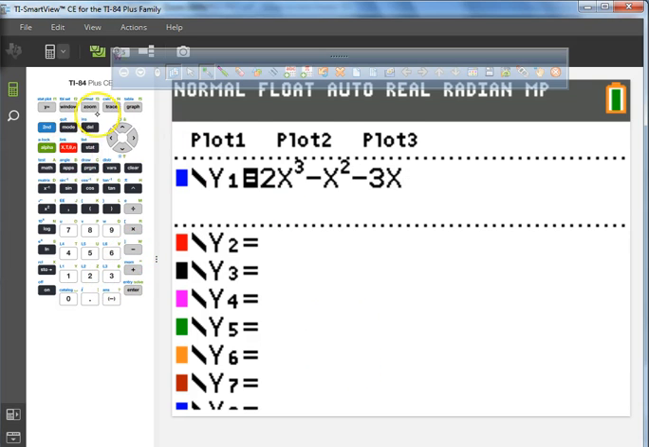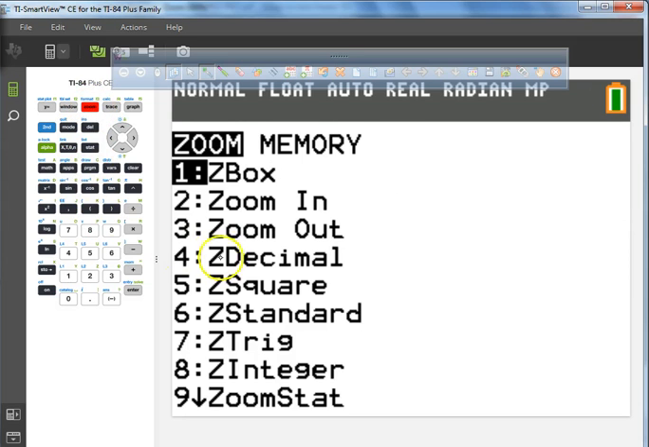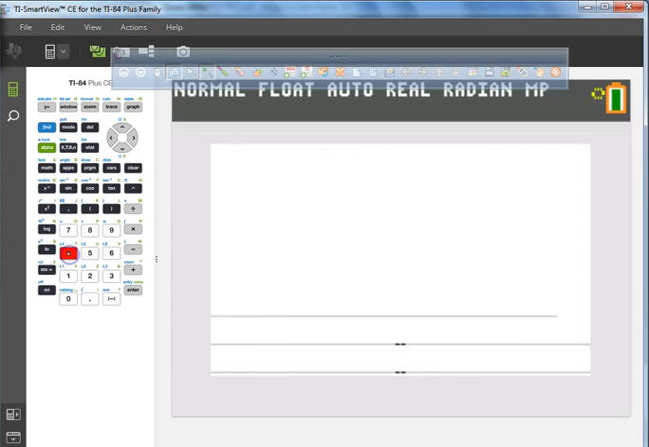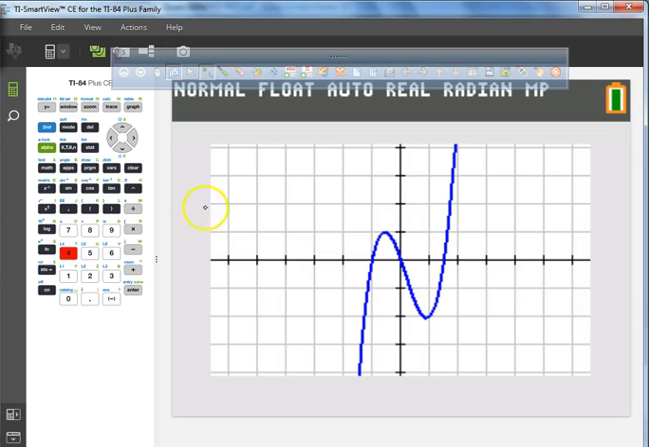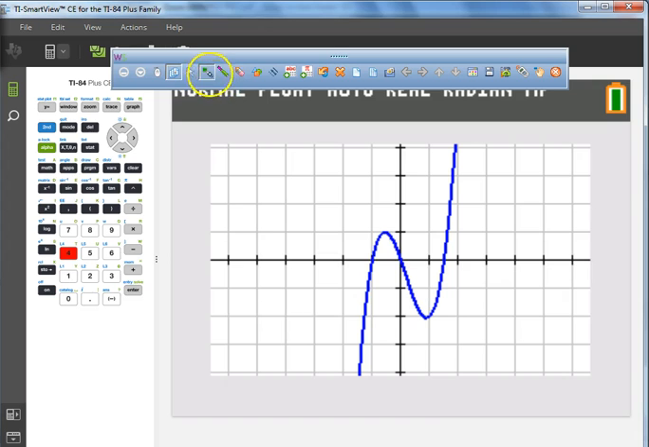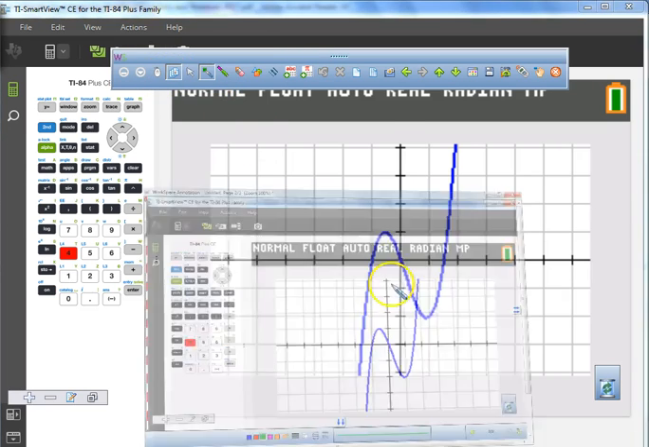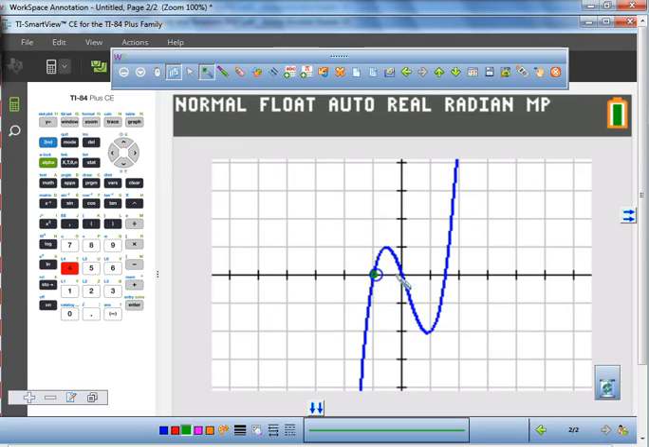Now, after you type that in, hit zoom and then the number 4. It makes a nice, neat graph, and you can see that this graph is exactly what you see on your paper. There are all the zeros. There's the 0 and the y-intercept. And there's that point right there.